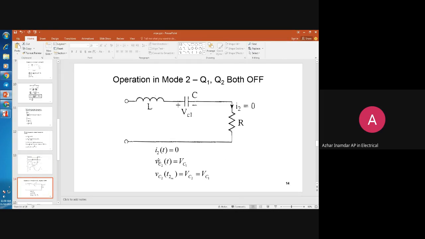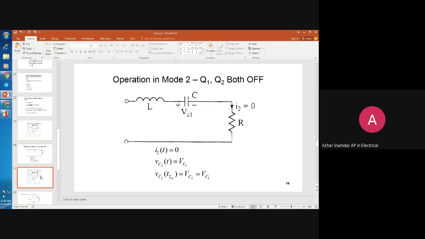These are the initial conditions in this mode. I2 is 0, because there is no current at all. Voltage across the capacitor is Vc2 equals Vc1. So this is for mode 2 when both are off. Mode 1 is for when IGBT Q1 is on, and mode 2 is for when both the IGBTs are off.